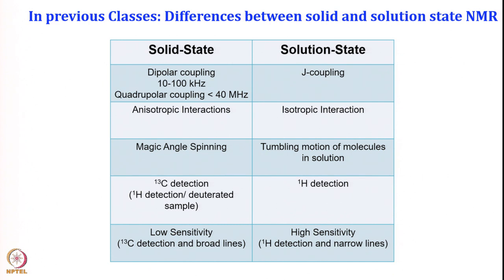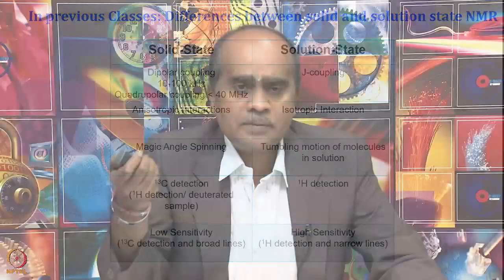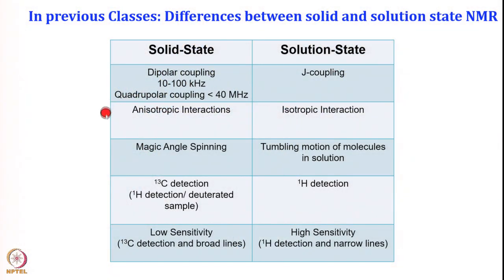Then we looked at how, if we want to achieve high resolution, we have to adopt one technique called magic angle spinning, which mimics the tumbling-like situation we have in solution, and due to this magic angle spinning we can achieve sharper lines.